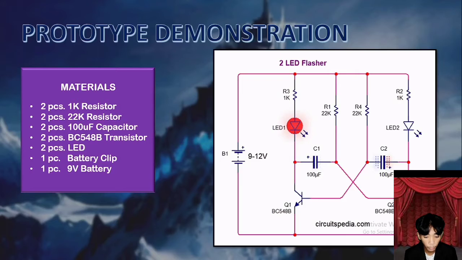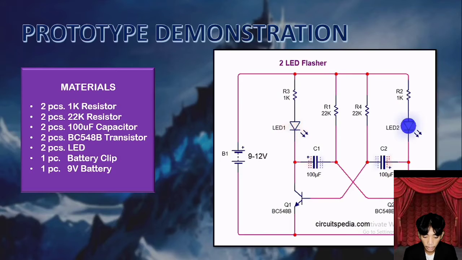Before we tackle how this works, the materials that we need are two pieces of 1K resistor, two pieces of 22 kilo ohms resistor, two pieces of 100 microfarad capacitor, two pieces of BC548 transistor, and two pieces of LED. The color is optional, of course. Next is a battery clip, optional, and one piece of 9 volts battery for our source. So let's discuss how this works.